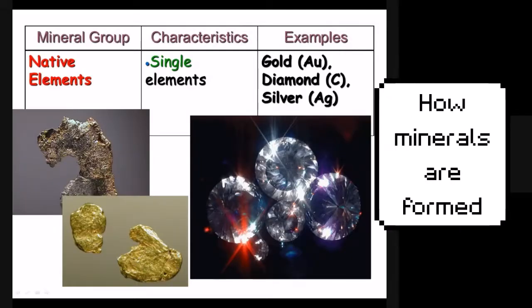Elements, just a single element, that's it, nothing bonded to it. And for the most part, it's just diamonds, gold, and silver. Graphite could probably also be included in there, but graphite is just carbon. And so diamonds, graphite, basically the same thing, just a different arrangement.